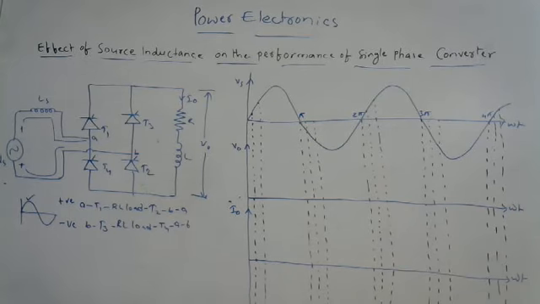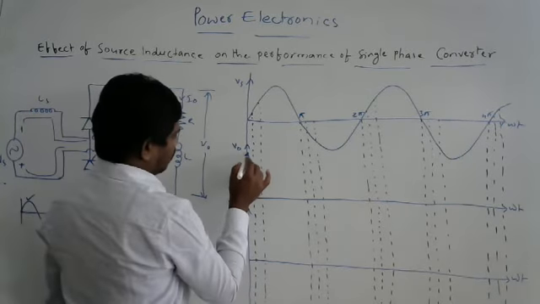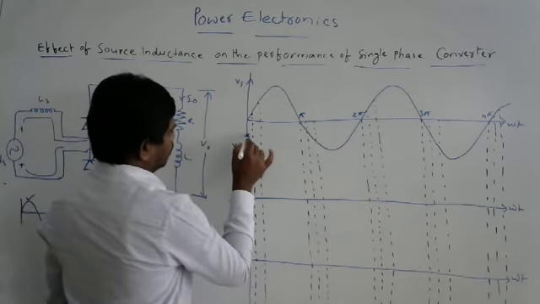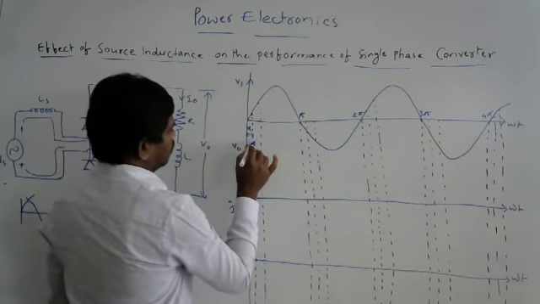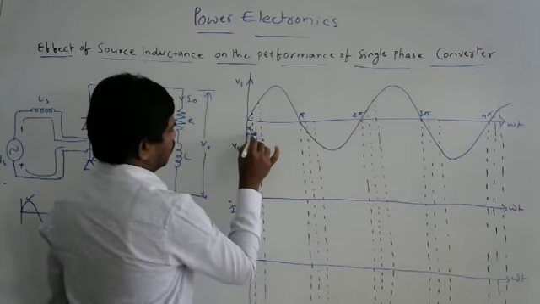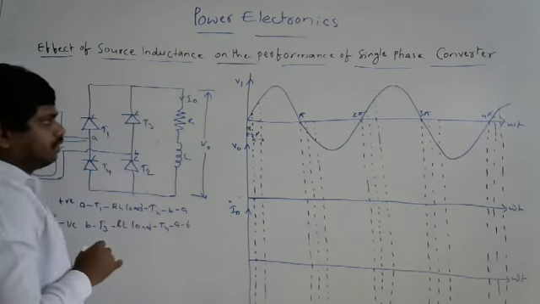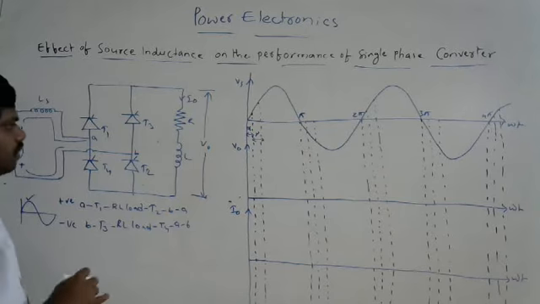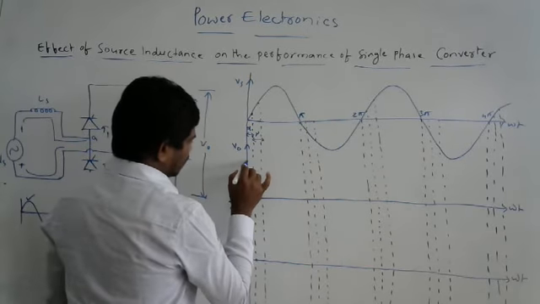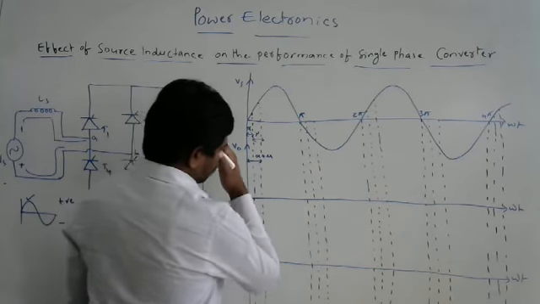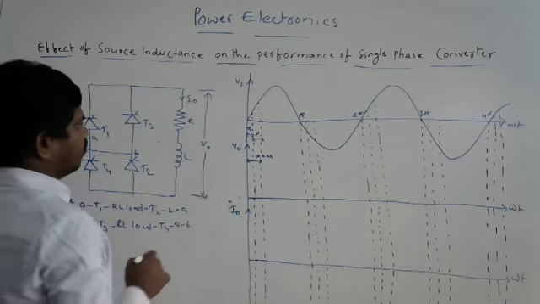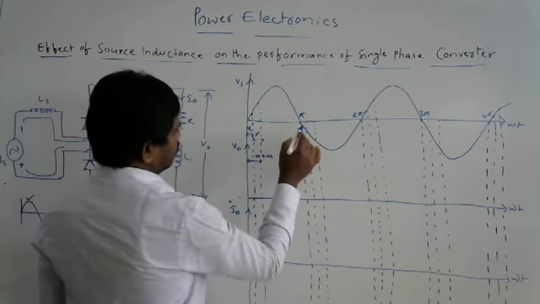But what happened here? Because of the presence of inductance, there is an overlap angle. So I am just showing the overlap angle here. This is my alpha, this is my mu. Alpha is the firing angle, mu is the overlap angle. Together we call it alpha plus mu. Then what is this angle? So up to this one.